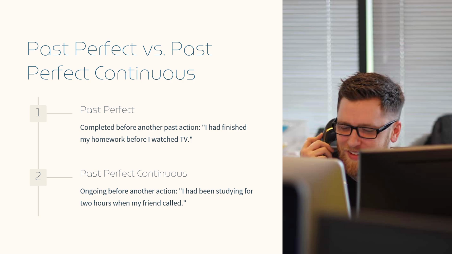The past perfect continuous now focuses on the duration of an activity up until another past event. So for example, I had been studying for 2 hours when my friend called. Now this tense highlights the ongoing nature of the action, and both are excellent tools for showing the sequence of past events, especially when you start doing the writing tasks.